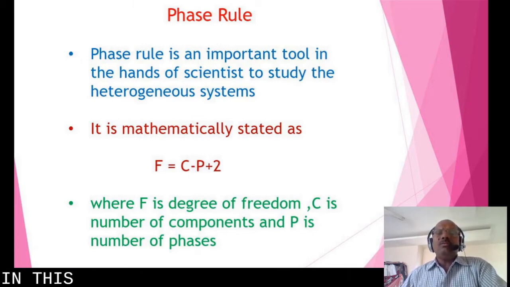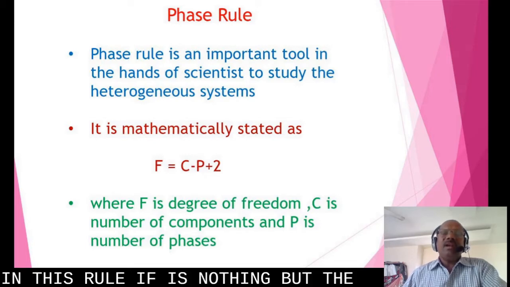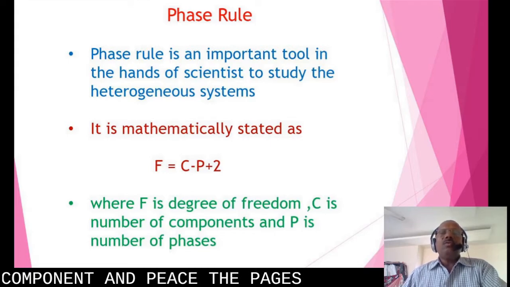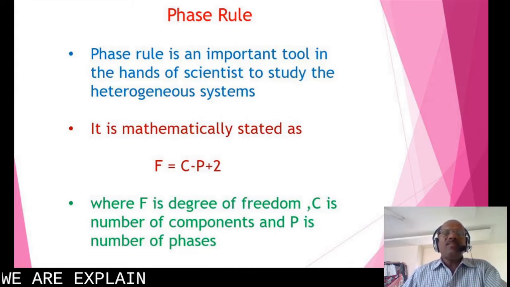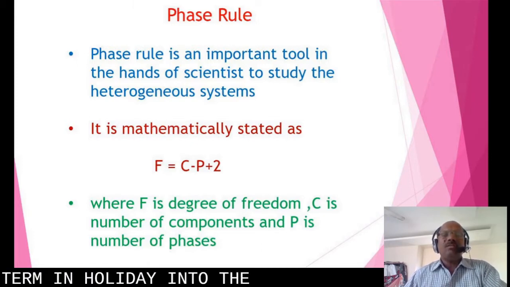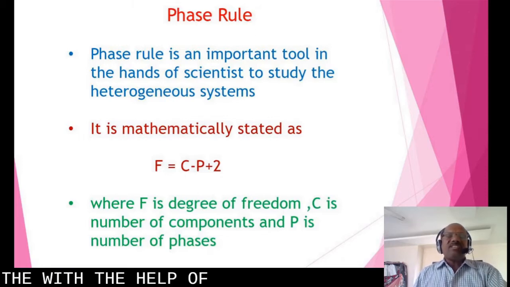In this rule, F is nothing but the degree of freedom, C is the component, and P is the phases. Now, we are explaining each and every term involved in the phase rule with the help of the next PPT.